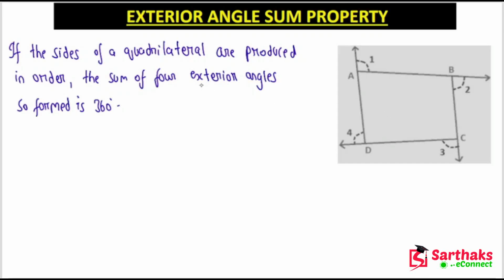Now what do we mean by the same order? If you have produced AD like this, then moving clockwise we have produced AB like this. We have not produced AB in the backward direction. Similarly, moving in the clockwise direction, we have produced BC in this direction, not above. Similarly, we have produced CD in this direction, not on the right hand side. So this is the same order. It is the clockwise direction or any direction, but it's the same direction, right?